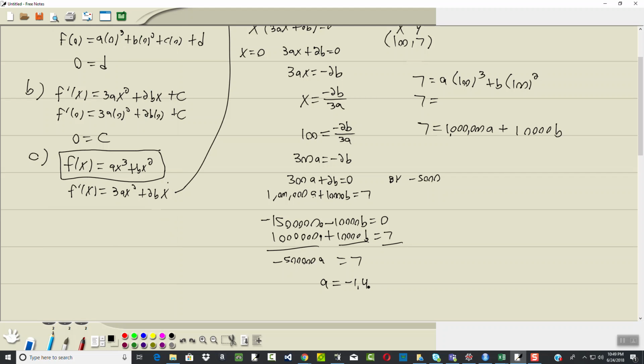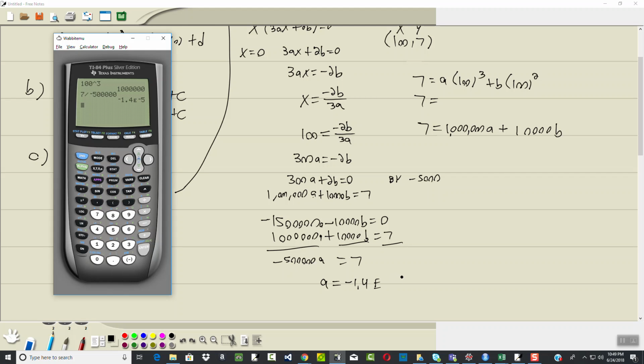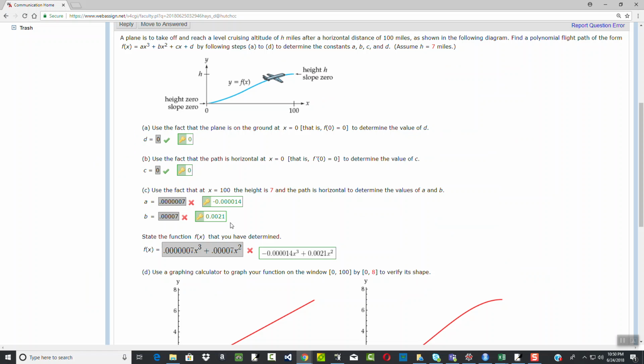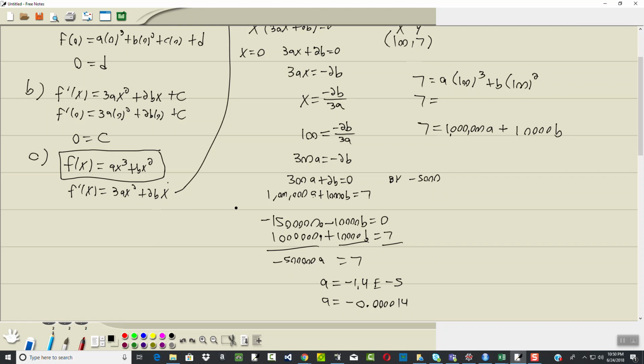Negative 1.4 e to the negative 5, which would mean negative. Move this 5 places to the left. And we got 1, 4 for A. Let's see if that's, what do you know? I wasn't sure. Now we want to plug this back in and solve for B.